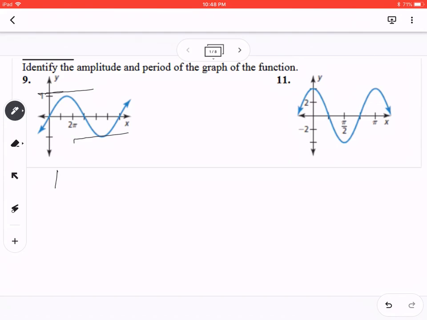Take the max, subtract off the min, 1 minus negative 1, and take half of that. 1 minus a negative 1 is the same as 1 plus 1, which is 2. Take half of 2, the amplitude A must be 1. It's already positive, so there's no need to take the absolute value of it.